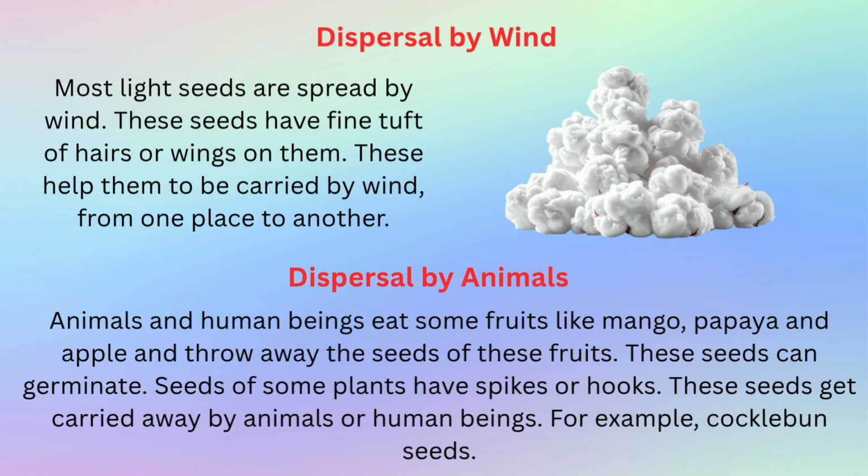Seeds of some plants have spikes or hooks. These seeds get carried away by animals or human beings. For example, cocklebur seeds.